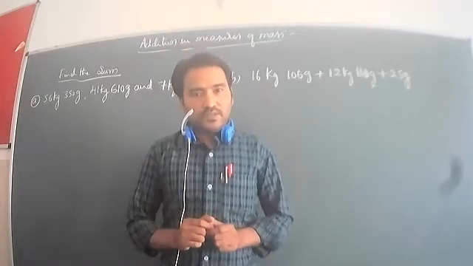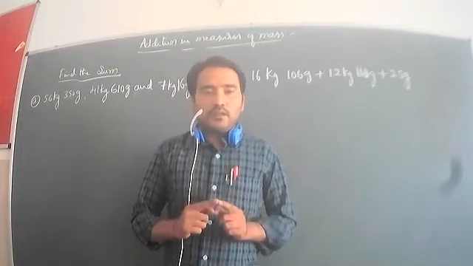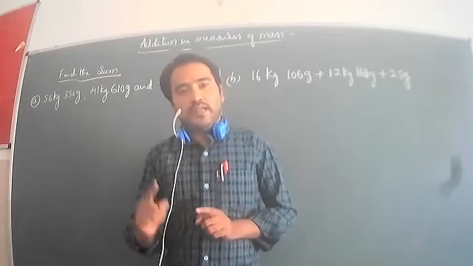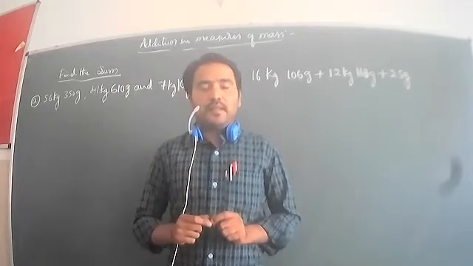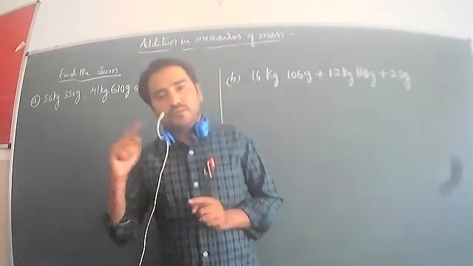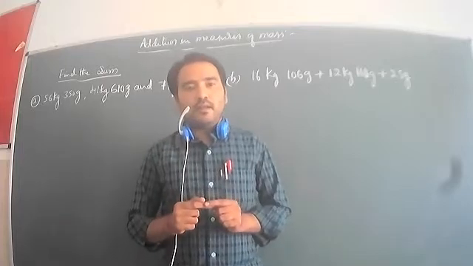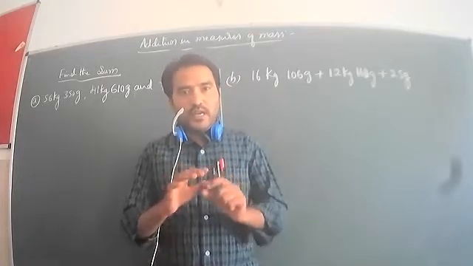In the previous class we learned conversion in measures of mass. We can convert kg to gram by multiplying by 1000. Then conversion of gram to kilogram, we divide by 1000.